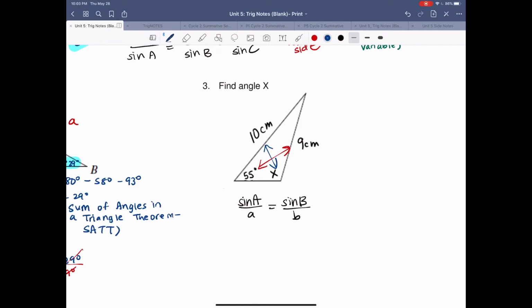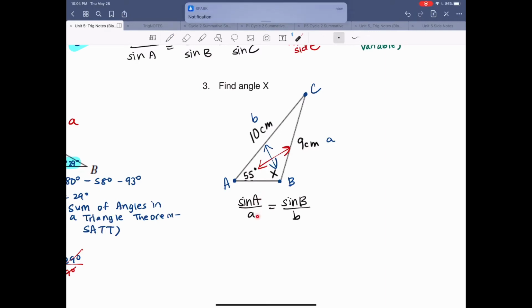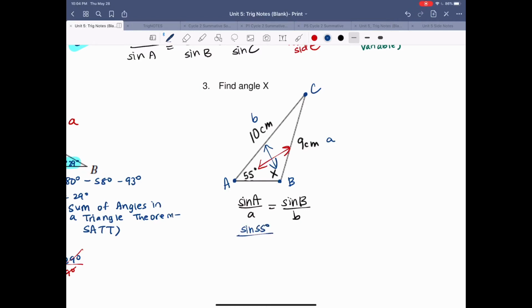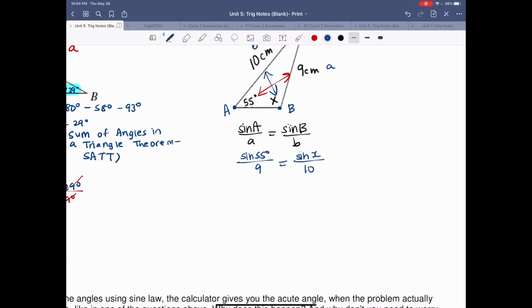Because this isn't really labeled, let me label it. I'm just going to label that A. So this becomes B. Well, this is my B, and therefore this is my B. That leaves that to be C. We usually use capitals for the angles and lowercase for the sides. So let's plug in. I have sine 55 degrees divided by 9 is equal to sine of x divided by 10. We are trying to solve for x, which is right there.